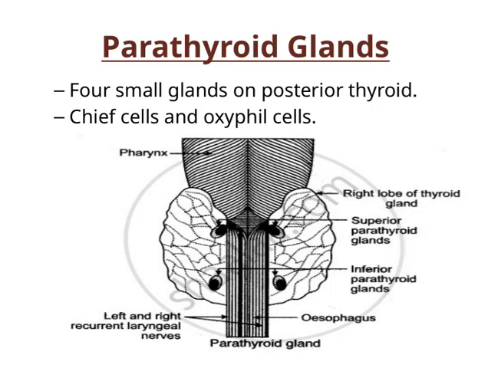Now, let's take a closer look at the parathyroid glands. There are 4 small glands located on the posterior aspect of the thyroid gland. Despite their small size, they play a crucial role in calcium regulation. Within these glands, you'll find different cell types, mainly chief cells and oxyphil cells. The chief cells are responsible for secreting parathyroid hormone, which helps maintain balanced calcium levels in the blood. The oxyphil cells are less well understood, but are thought to have a supportive or perhaps a metabolic role.